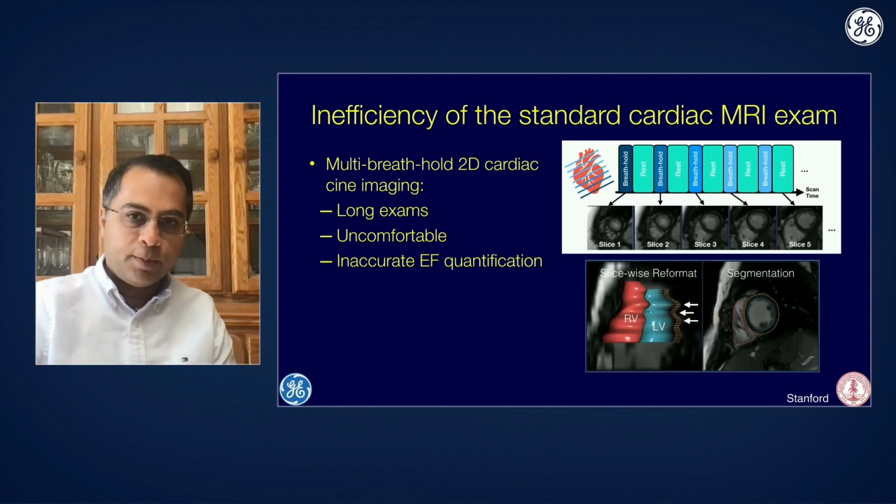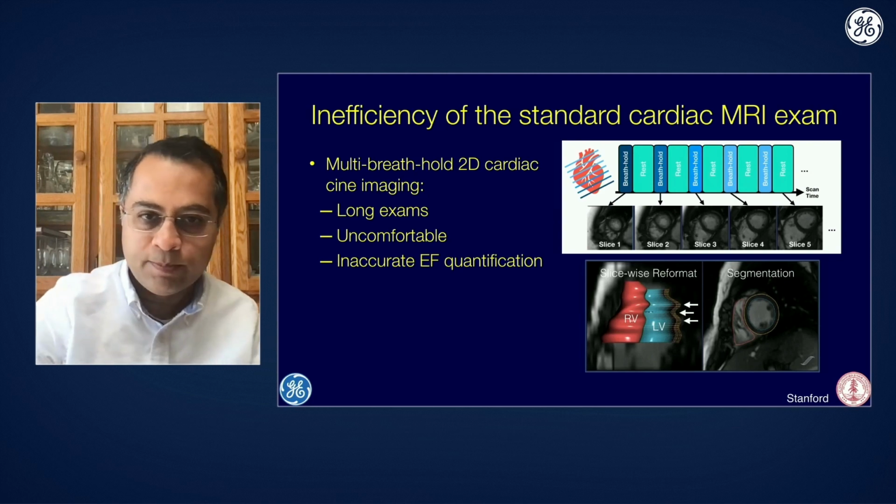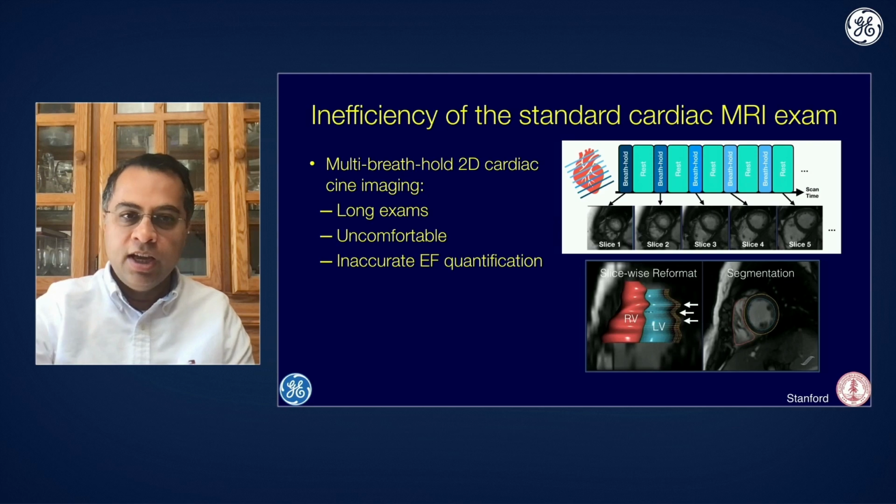But this prescribing of the scan planes is only one part of the inefficiency of a standard cardiac exam. The other really stems from having to obtain a short axis with multiple breath holds. And these multiple breath holds lead to long exams that are uncomfortable for patients. But more than that, they even lead to inaccurate quantification of ejection fractions. And you see an example of this where you can see the patient held their breath at different positions for the different slices. And so when the segmentation is performed, you can see that there's a shifting between the slices.